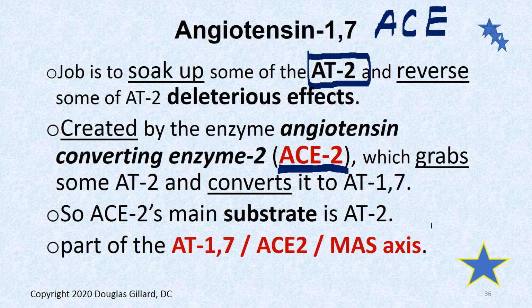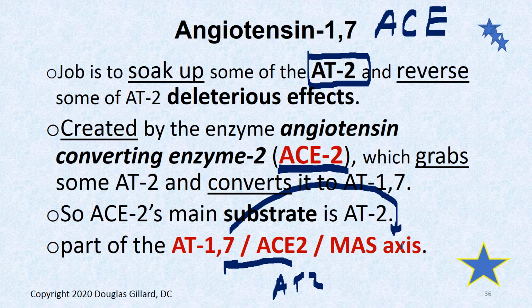Remember, there's an angiotensin 1-7, ACE2, MAS axis, because these are the receptors. There's the enzyme, and angiotensin 1-7 is the end product. Angiotensin II is converted into angiotensin 1-7. Angiotensin 1-7 binds to MAS receptors, which would be on, let's say, a heart cell or a lung cell. Got it?